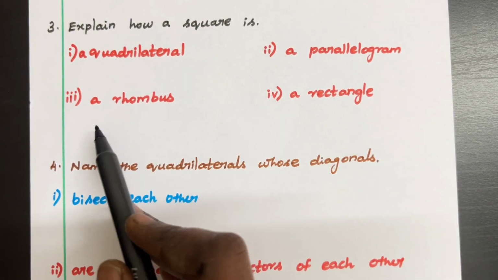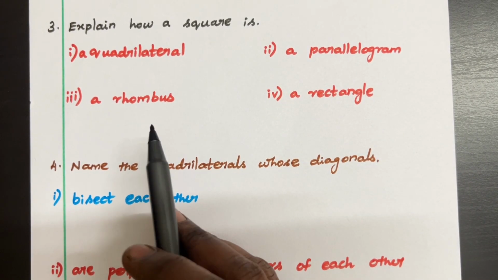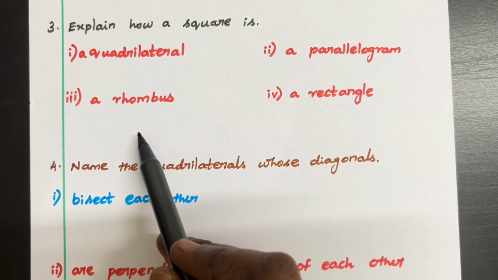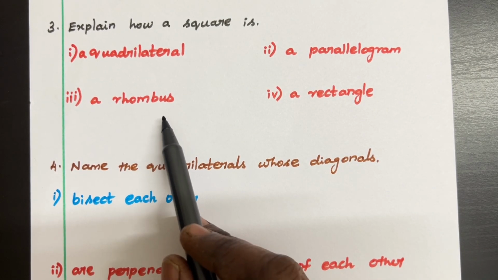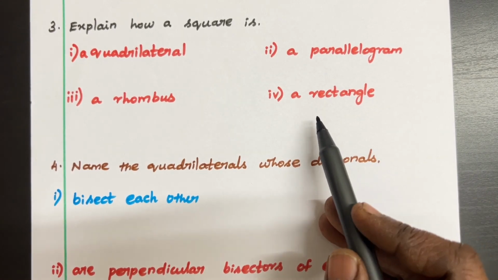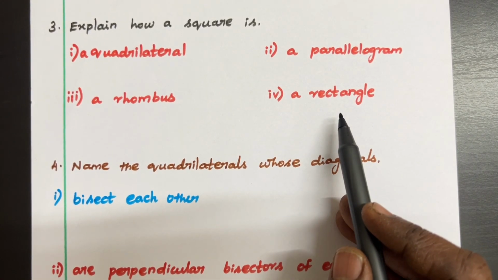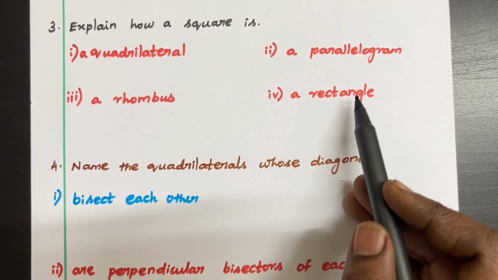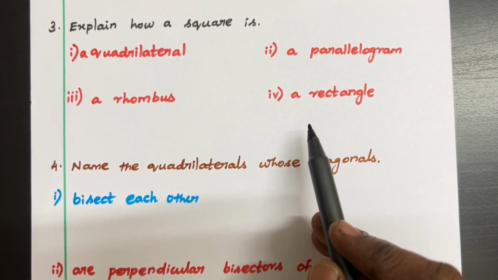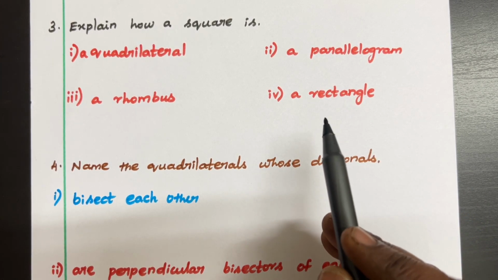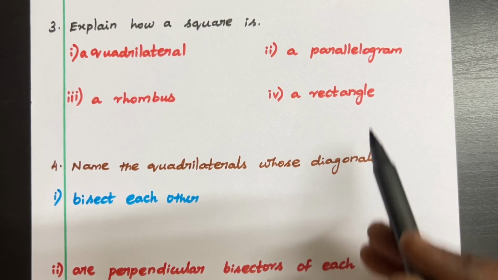Now, a square is a rhombus. How is a square a rhombus? A square is a parallelogram with all four sides equal. So it is a rhombus, right? A square is a rectangle. Yes, of course it is a rectangle because all the angles are 90 degrees. A square is a parallelogram with each angle 90 degrees. So it is a rectangle.